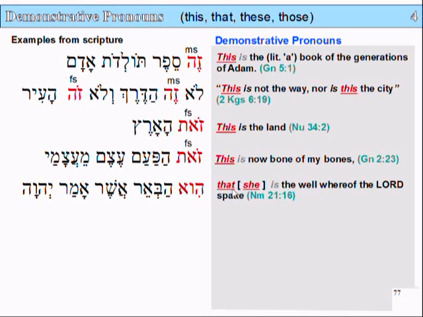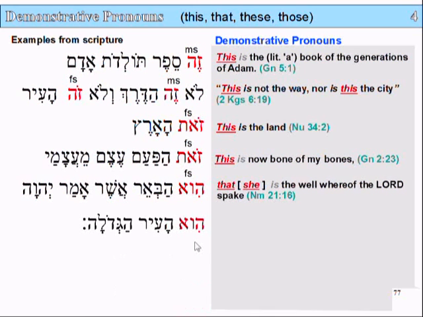So, that is the well whereof the Lord spake. He, translated that, literally means she. He, ha-be'ir, the well, asher, which, or whereof, in this case. Asher means which, or whereof. Amar Yahweh, said the Lord. So that's the feminine singular.